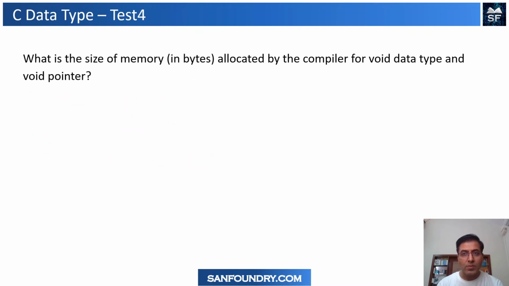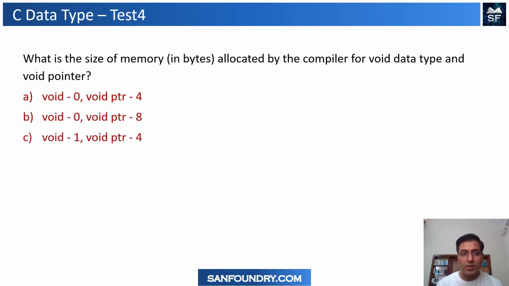Let's move on to something very interesting now. What is the size of memory allocated by the compiler for a void data type in C? So you have a void and then a void pointer. I repeat, we have to focus on memory allocation for a void data type and a void pointer. I'm giving you four choices once again. First choice, 0 for a void and 4 for a void pointer, then 0 for a void and 8 for a pointer, and then options C and D.